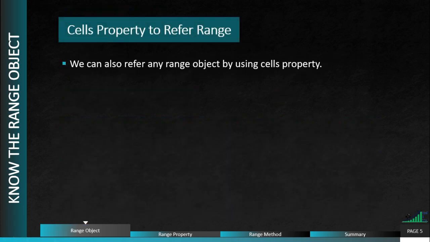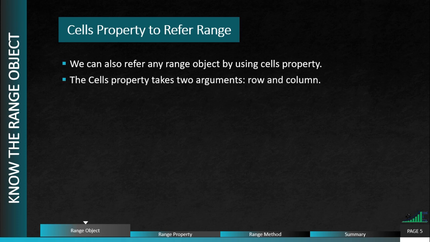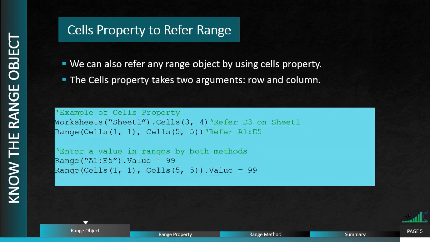Cells property, just like a range. This way also we can refer to any range. Any issue? Cells has row and column. When you are writing Cells, you are giving two arguments. One is row, another is column. Here Cells(3, 4) means 3rd row, 4th column. Column 4 is A, B, C, D, so it is D, and 3 stands for row 3. So D3. Clear?